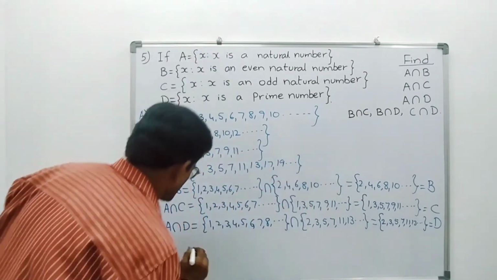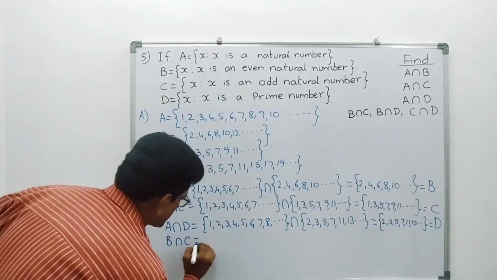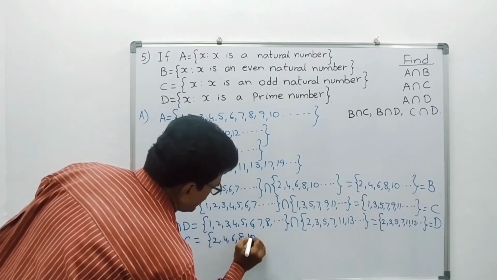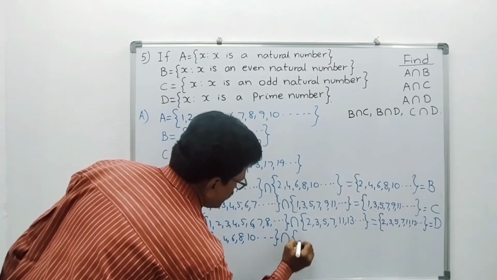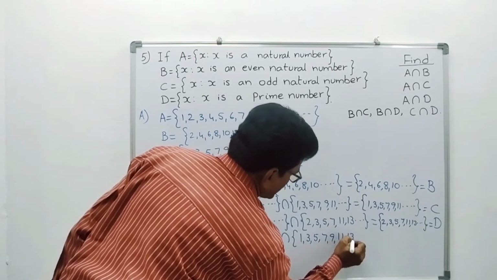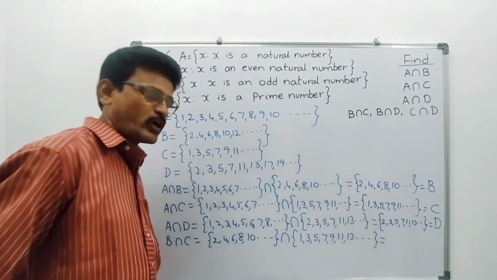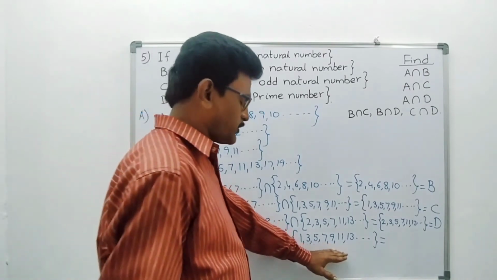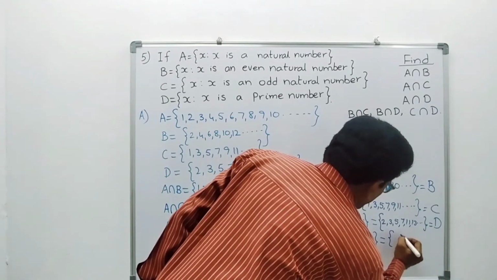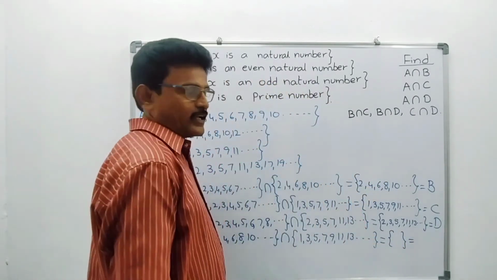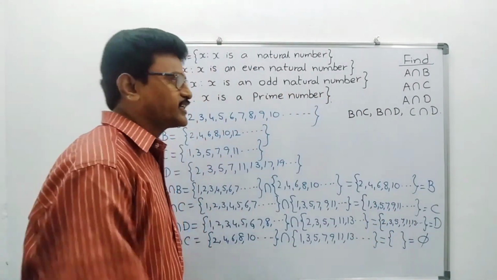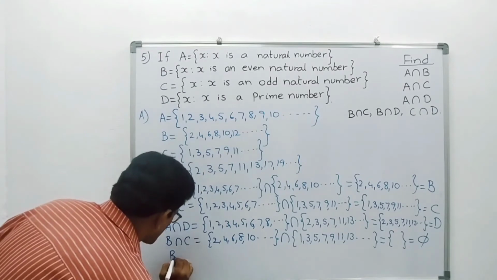Now what is B intersection C? First the elements of B, even numbers: 2, 4, 6, 8, 10, and so on. Intersection. Now C, odd numbers: 1, 3, 5, 7, 9, 11, 13, and so on. Here we have to observe the common numbers. Here even numbers are there, here odd numbers are there. There is no common element. So we are getting the empty set. There is no common element, so write down phi. So the B intersection C result is phi. Now B intersection D.